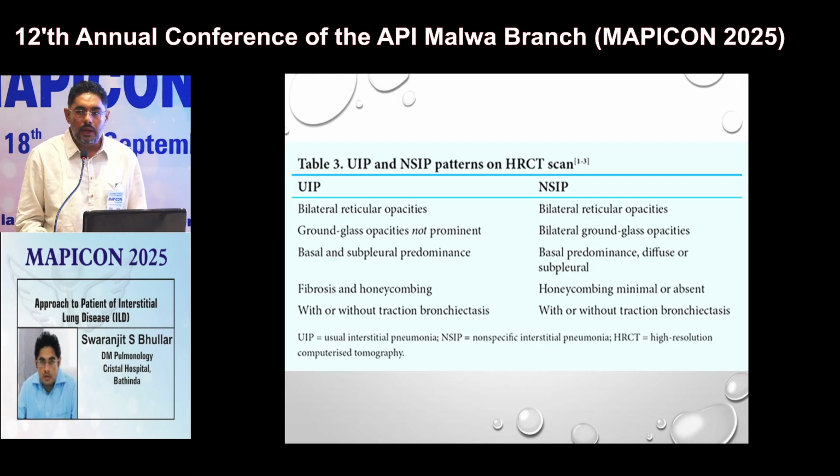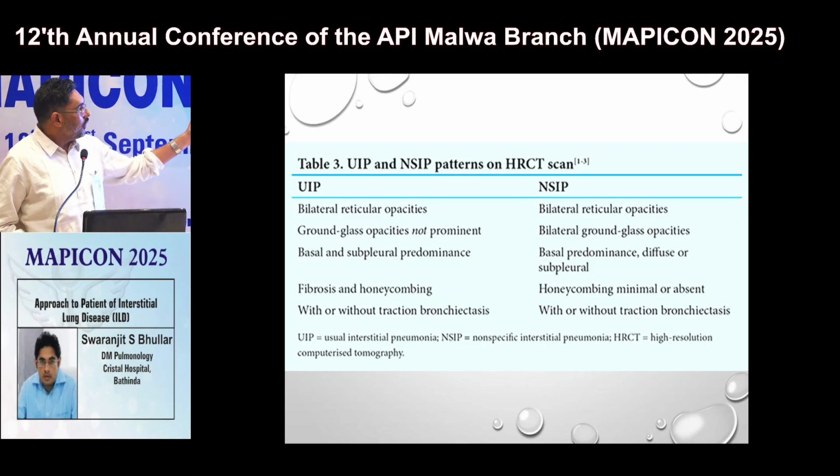Coming to NSIP, there are bilateral reticular opacities, a lot of bilateral ground glass opacities, and basal predominance. It is diffuse and subpleural. Honeycombing is minimal or absent. There may be traction bronchiectasis. The most important differentiation is ground glassing versus honeycombing.